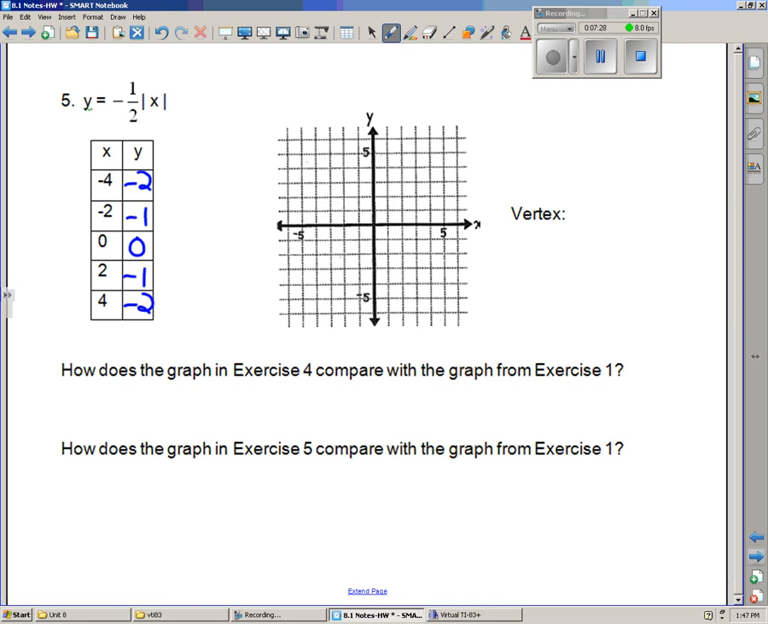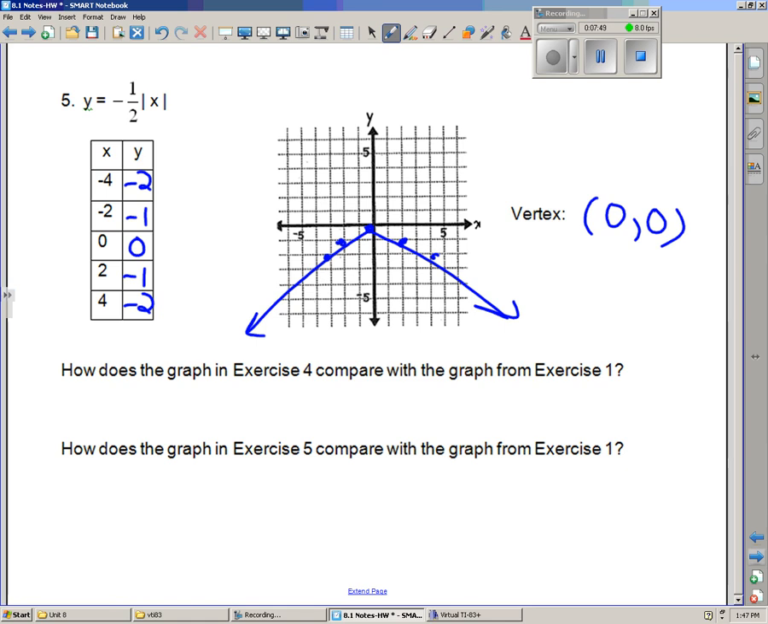We've got -4, -2, -2, -1, 0, 0, 2, -1, 4, -2. So this V turned upside down and got wider. Its vertex, however, was still centered at 0, 0.